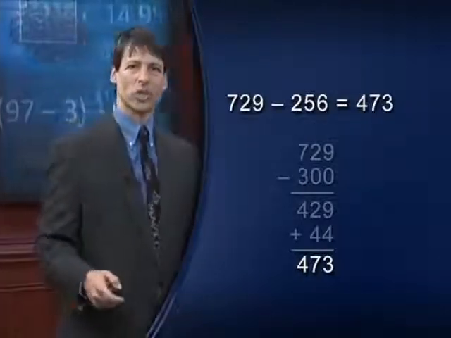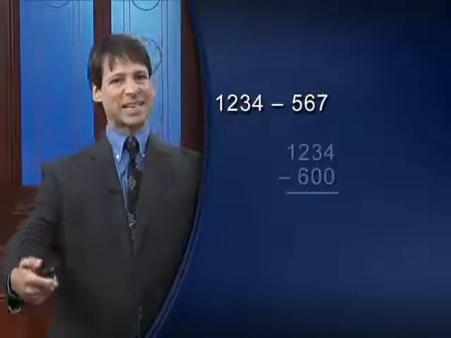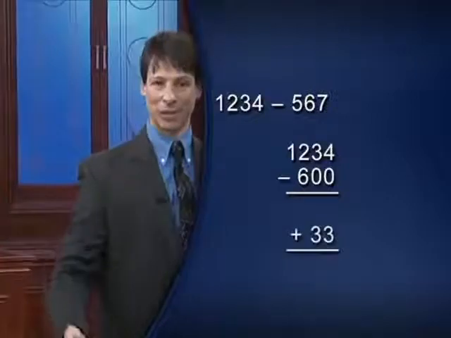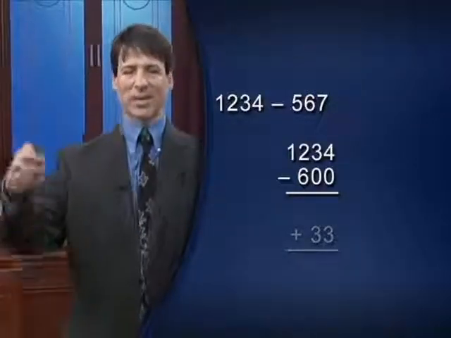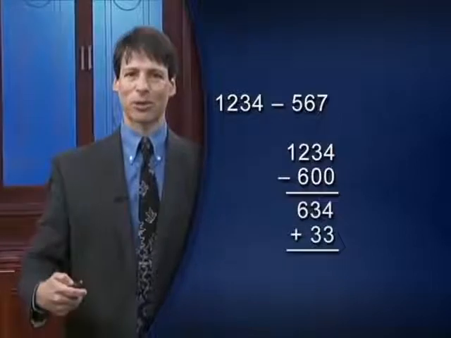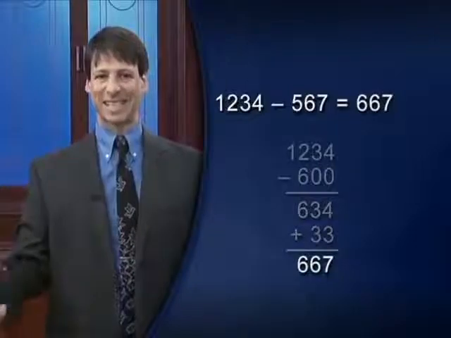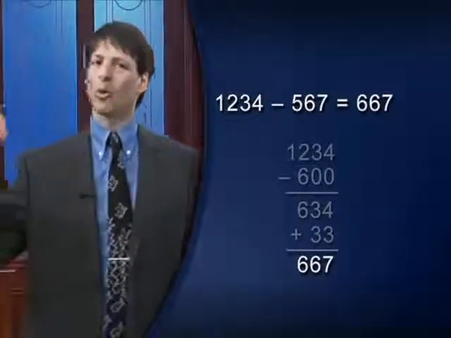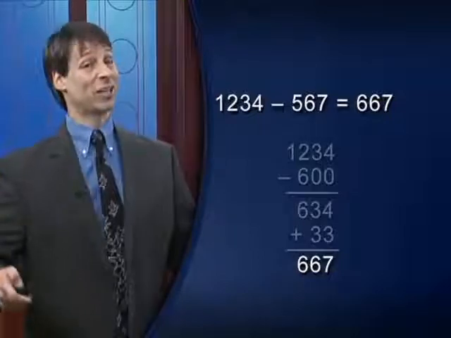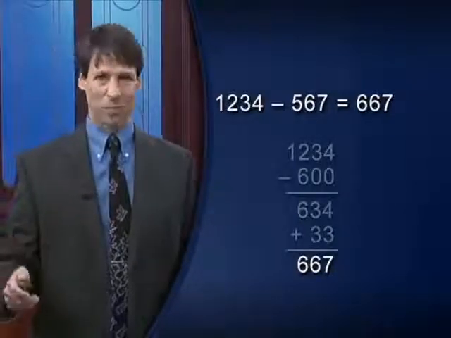Okay, let's do one more just for fun. Let's do 1,234 minus 567. Okay? How do we do that? We're going to subtract 600 and add back the complement of 67, 33. So 1,234 minus 600 is 634. Add 33 from left to right, and we get 667. Look what we did. We took what would have been an ugly subtraction problem and turned it into an easy addition problem. Sometimes it's convenient to know your three-digit complements.